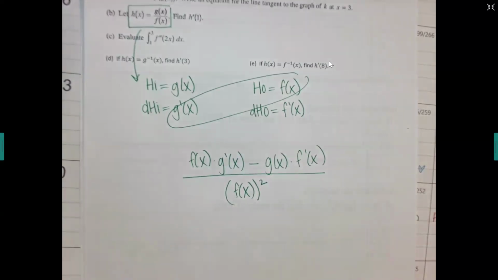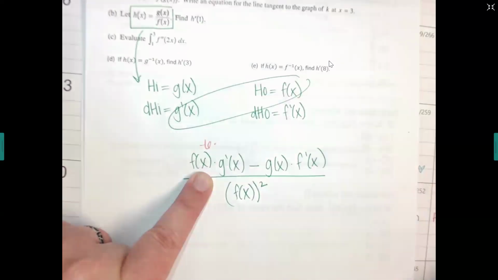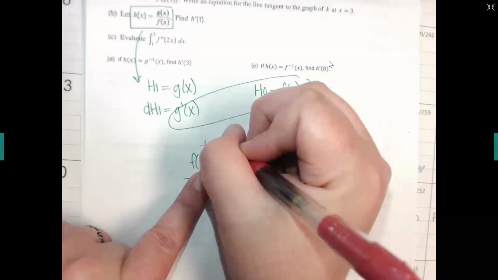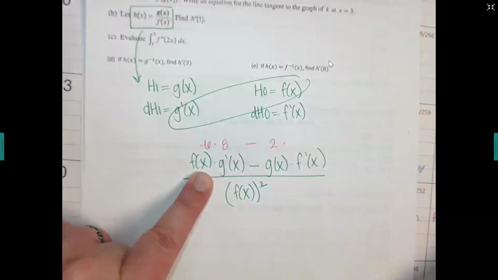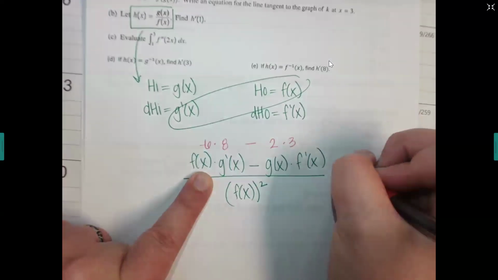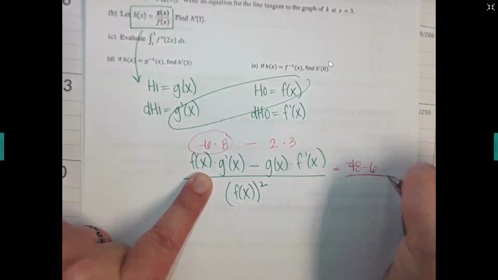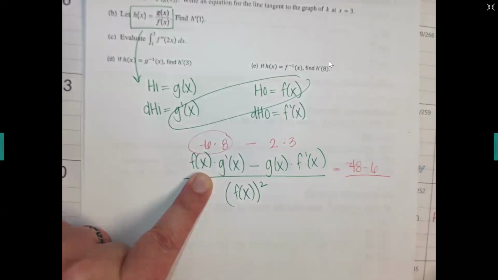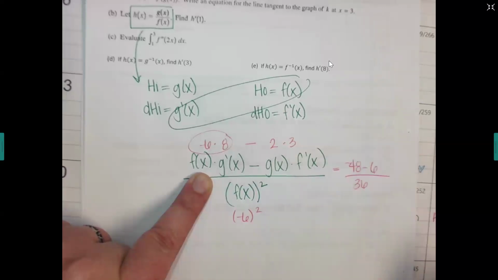Okay, this is H prime at any X that I want. And I want H prime at 1. So I'm just going to pull those numbers out of my chart at 1. So what's regular F at 1 looking at your chart? -6. What's G prime at 1? 8. Regular G? 2. F prime? 3. So the top of that is -48 minus 6 more. Okay, then on the bottom, regular F is -6. And then we're squaring it, so that'd be 36.